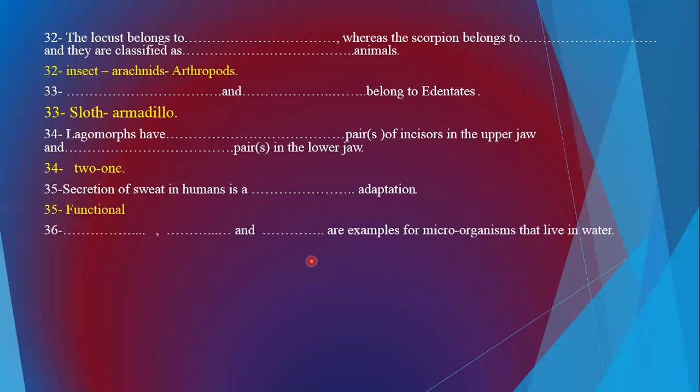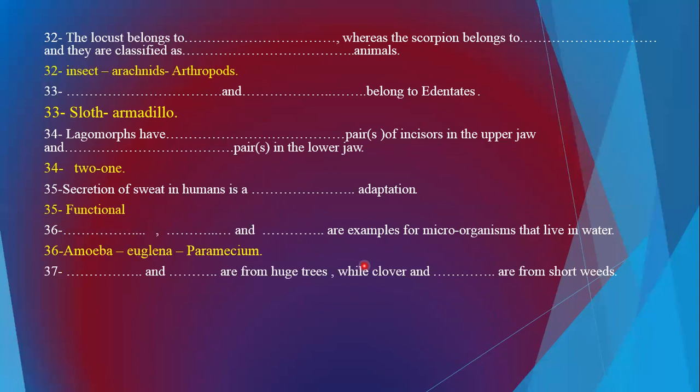Okay. Dot, dot and dot are examples of microorganisms. Actually احنا عندنا 3 أنواع اللي هم amoeba, euglena and paramecium. هم دول ال3 أنواع. Number 37, dot and dot are from huge trees, while clover and dot are from short weeds. short weeds هنا مختلفة عن الهيوج trees بأنها صغيرة جدا وقصيرة جدا. يبقى هنا عندنا palm tree, camphor دول أشهر حاجتين because they are very huge. While clover and طبعا جرجير are from short weeds.